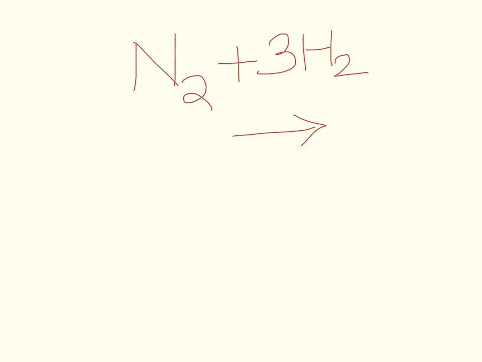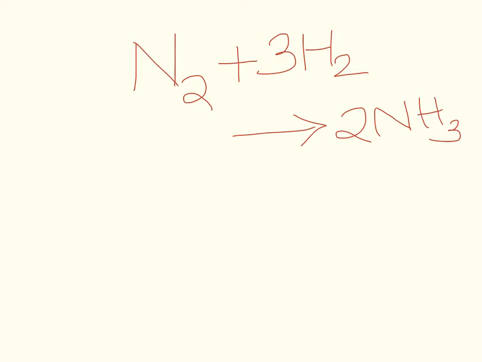Say you are considering the reaction that's given to us in the problem. 1 mole of nitrogen plus 3 moles of hydrogen yields 2 moles of ammonia. This is a balanced equation.